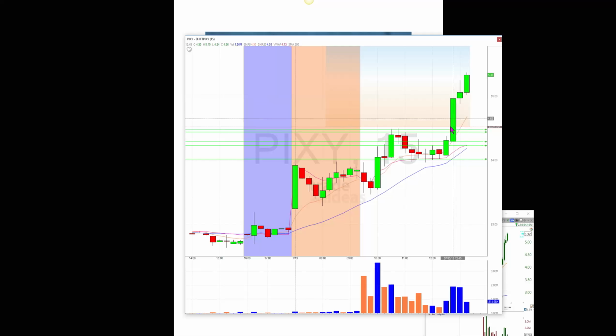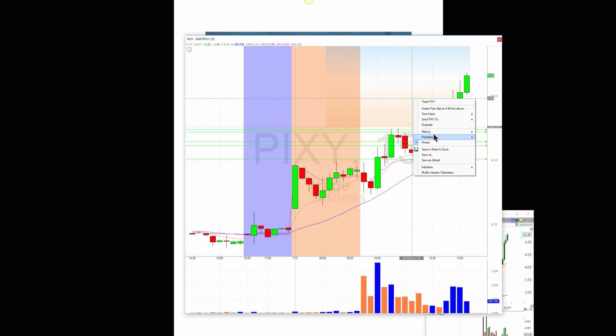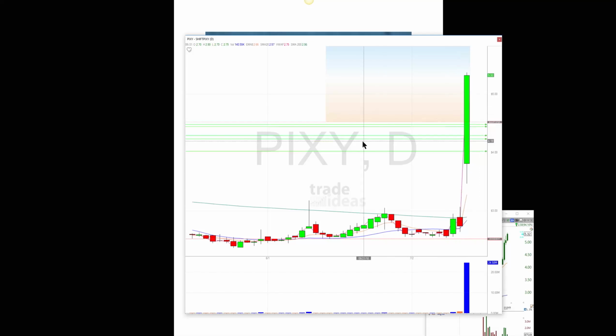I did not get into it on this pop. I know a lot of people in the room did, and more power to them. Really happy for them, because if you got in around here, that's almost $1 on a $4 stock. So that's really, really nice. Looking at it on the daily chart, we may have a second day continuation. This is a tremendous break on the daily, so we may have a second day continuation on Monday for it.